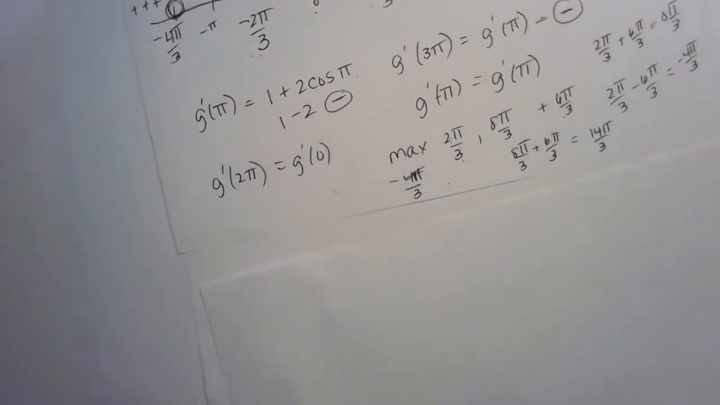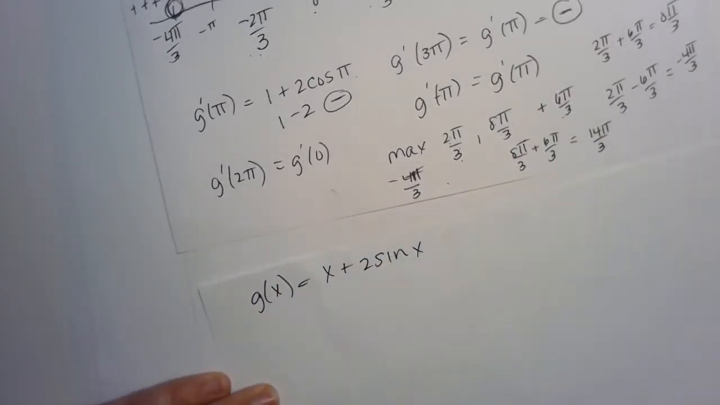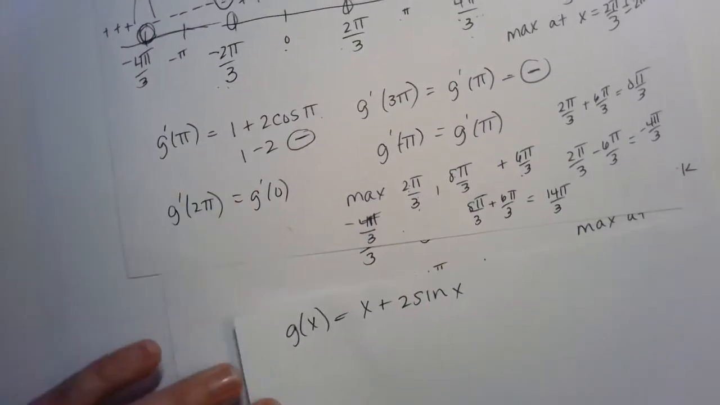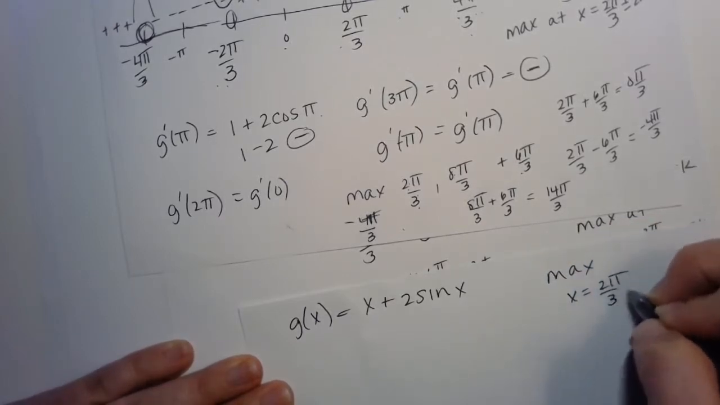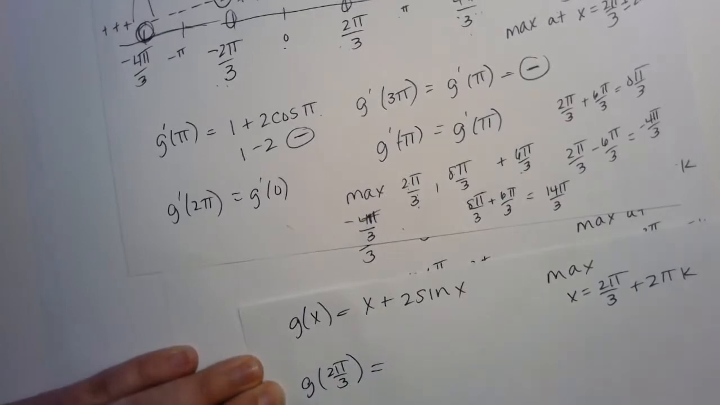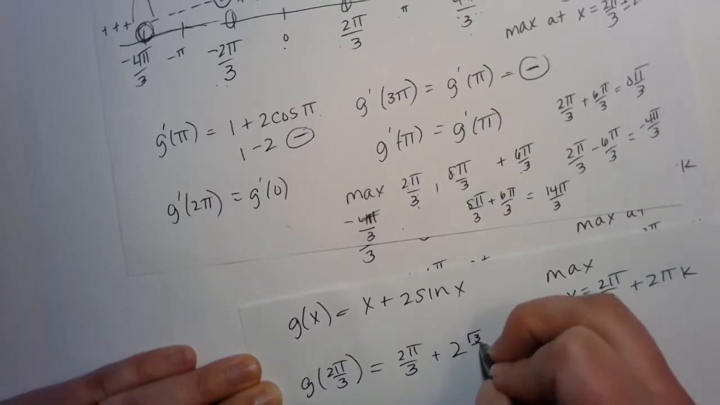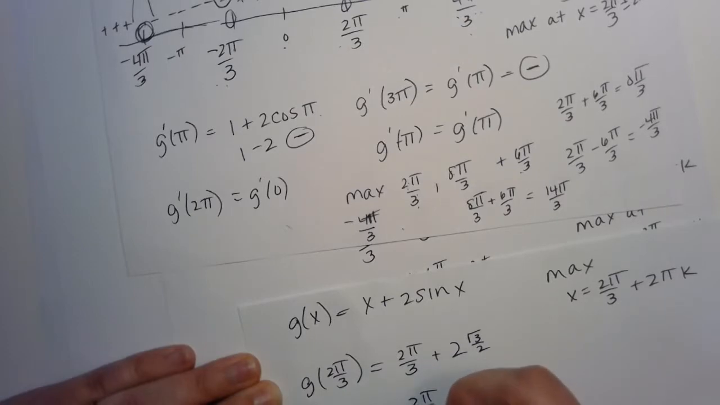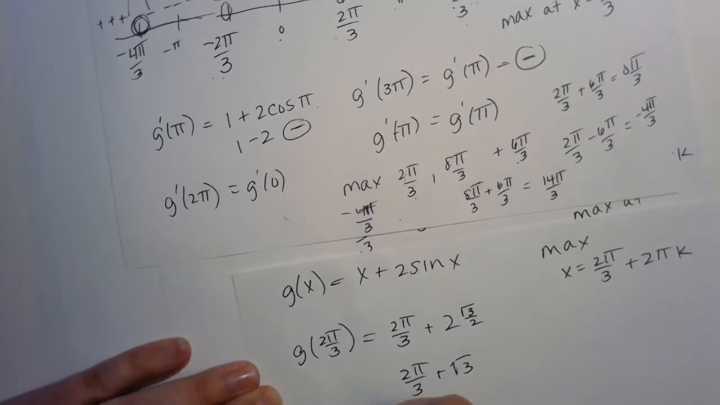All right, so let's just go back to our g of x, okay? So g of x is x plus 2 sine of x. And we found that our maxes occur at x equals 2 pi over 3 plus 2 pi k. So let's do g of 2 pi over 3. So that means I'm going to get 2 pi over 3 plus 2 times the sine of 2 pi over 3, which is basically the square root of 3 over 2. And so this is going to be 2 pi over 3 plus the square root of 3. So I'm going to have a max at x value 2 pi over 3, and then I get 2 pi over 3 plus the square root of 3 is my y value.